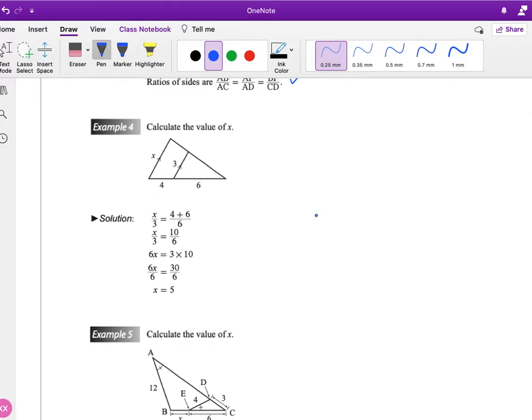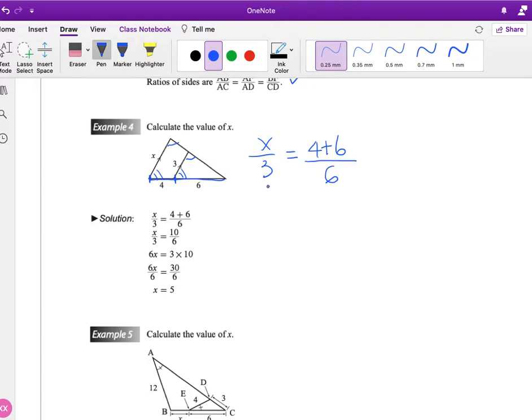Now here we go. Take a look at this. These are two parallel lines, therefore this angle and this angle are equal, and this angle and this angle are equal. They share one angle, so the two triangles are similar. Therefore, x over 3 should be this whole thing over 6. This whole side, because 4 is only here, is 4 plus 6, over 6.